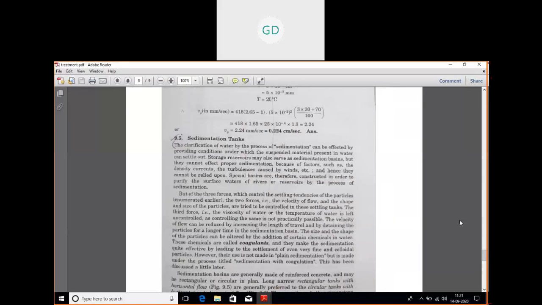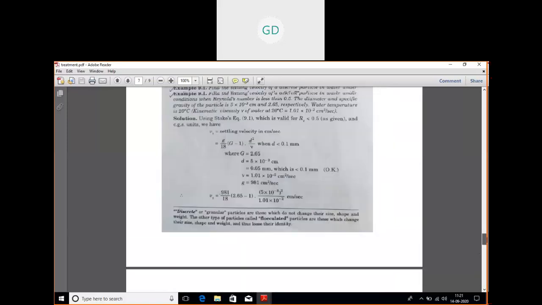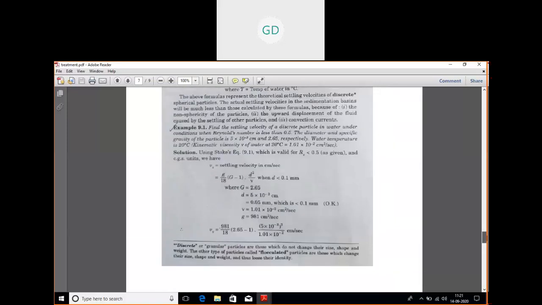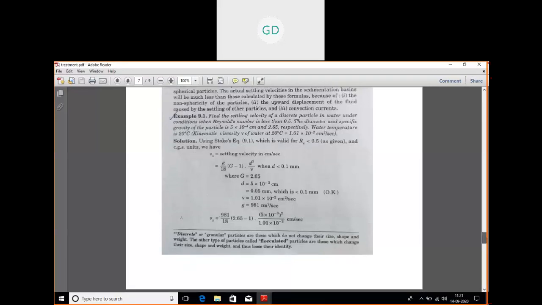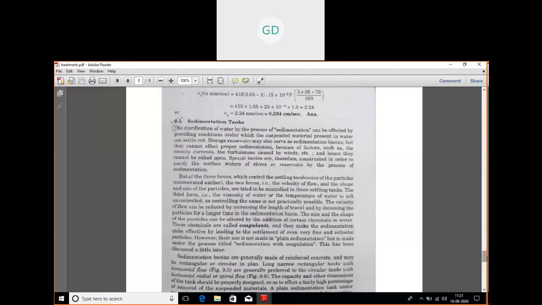Okay, so last class we have done up to this numerical and we have found out the settling velocity. So we have got three different formulas for the settling velocity. As I already mentioned while explaining plain sedimentation, we have sedimentation tanks, and in these sedimentation tanks the process of plain sedimentation happens.